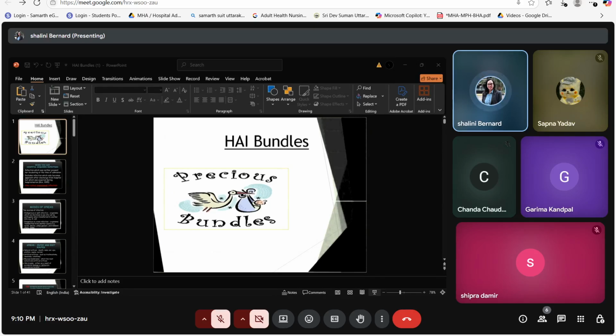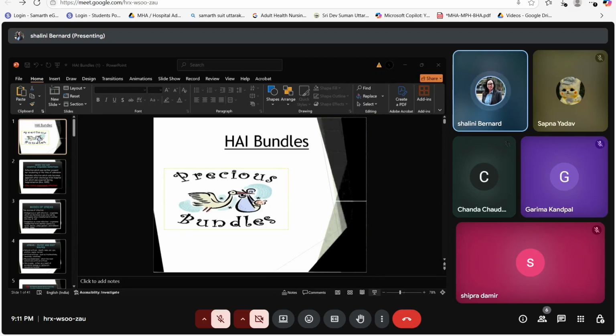For example, a patient admitted with abdominal pain was catheterized, and after 48 hours developed a burning micturition or abdominal pain or high grade fever, and the culture comes positive. It is a hospital acquired infection. It is also called a nosocomial infection.